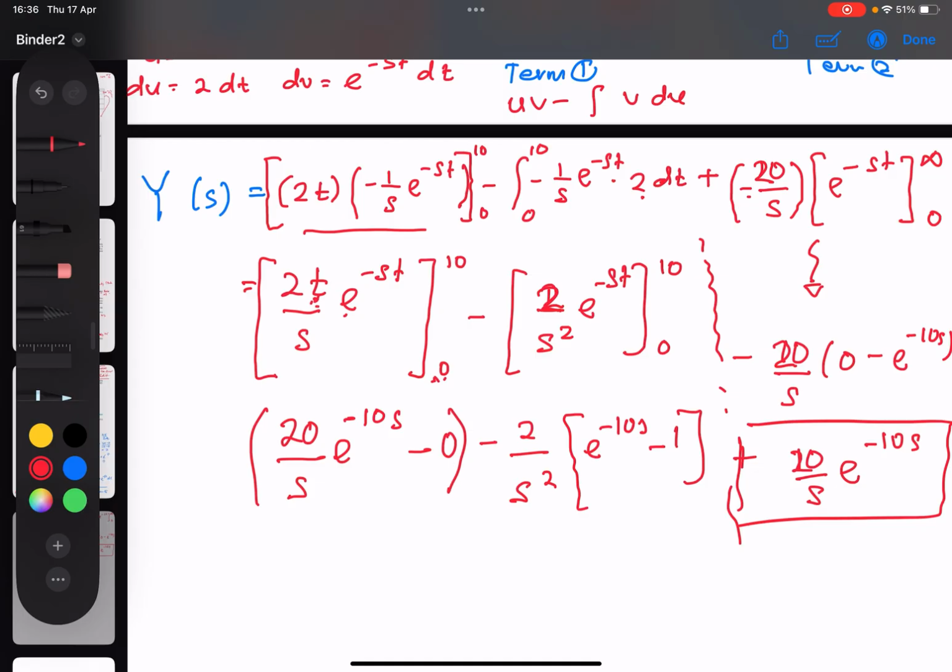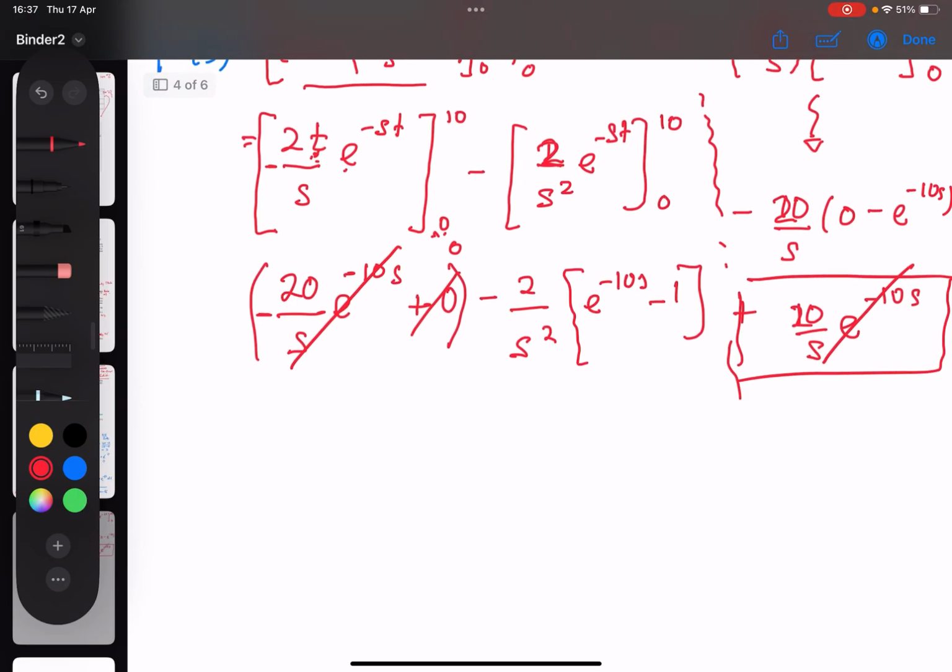Gosh, see, if you notice, this one is negative 1 over s multiplied by 2, so this one should be negative. This one should be positive, but then 0 doesn't really matter. So this one is negative 20 over s, e to power of negative 10s. But then this one is 20 plus. So I can cancel out this one. So I left this negative 2 over s to power of 2 multiplied by e to power of 10s minus 1.